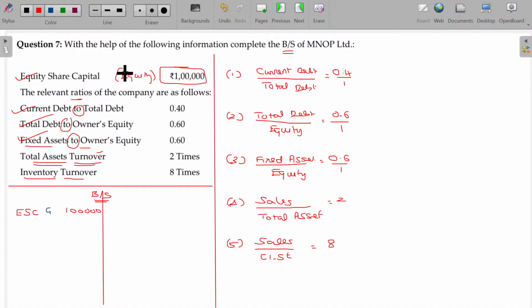So we have only one piece of information. There is no equity, there are no equity shareholders' funds. Only equity share capital is given, so that equity share capital itself will be the equity or equity shareholders' funds. These are the guesses you have to do. So here it is given 1 lakh, 60, and here also it is given 1 lakh.